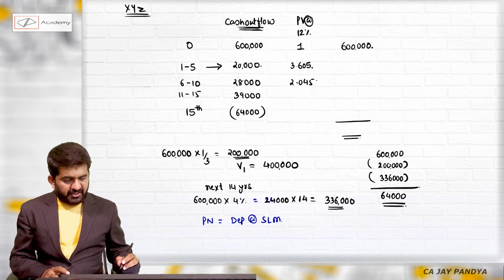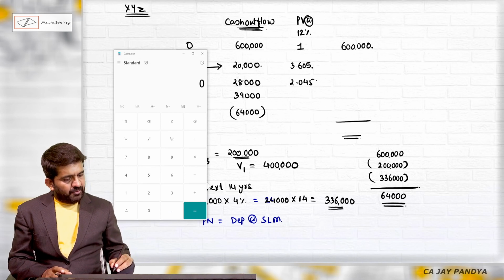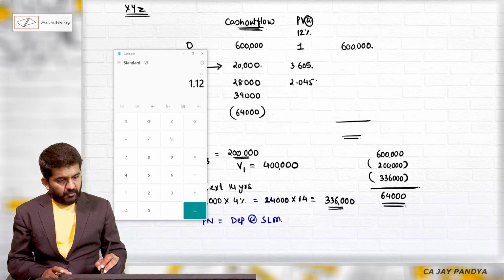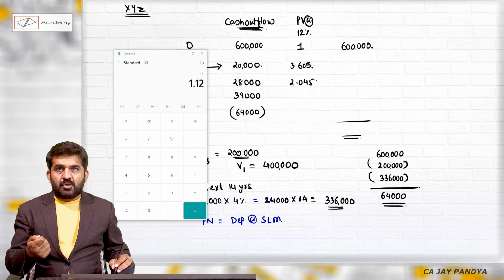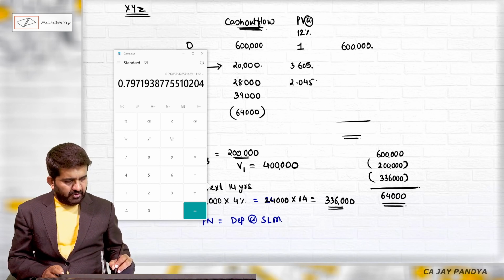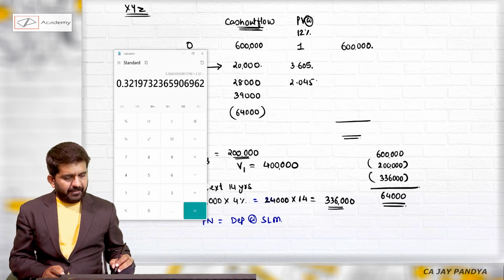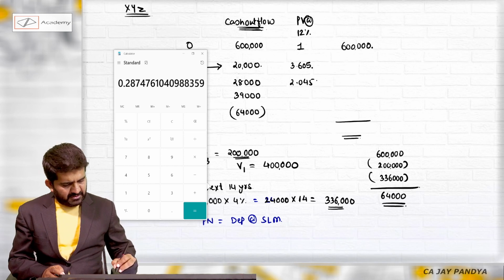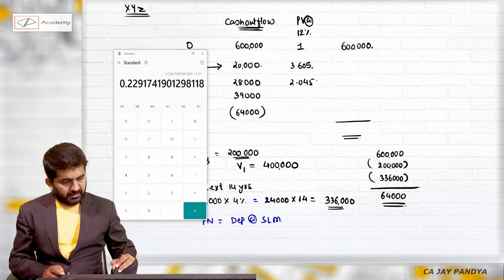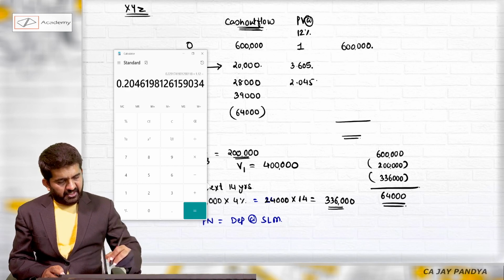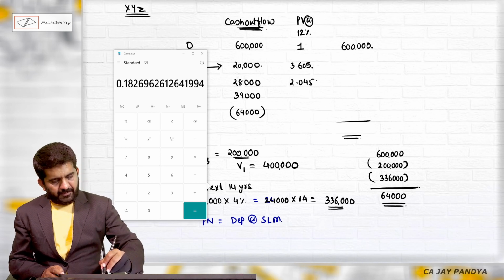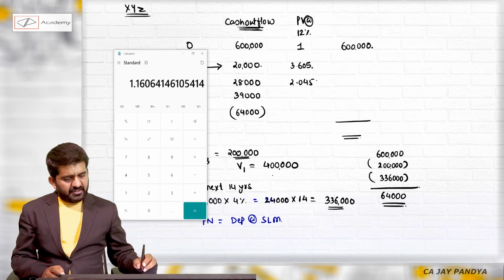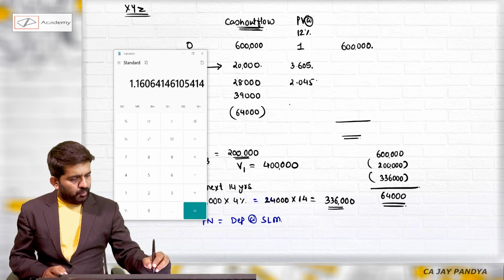11th to 15th year factor. How will I find out? 1 divided by 1.12, 10 times, I will skip the first 10 years factor. 1, 2, 3, 4, 5, 6, 7, 8, 9, 10. 11th plus 12th plus 13th plus 14th plus 15th. This is the last 5 years factor, that is 1.161.